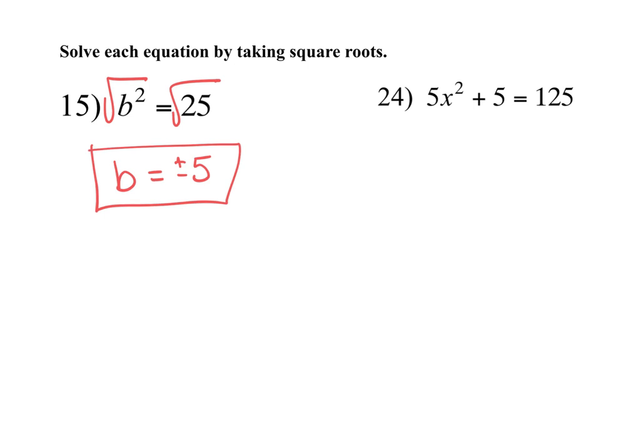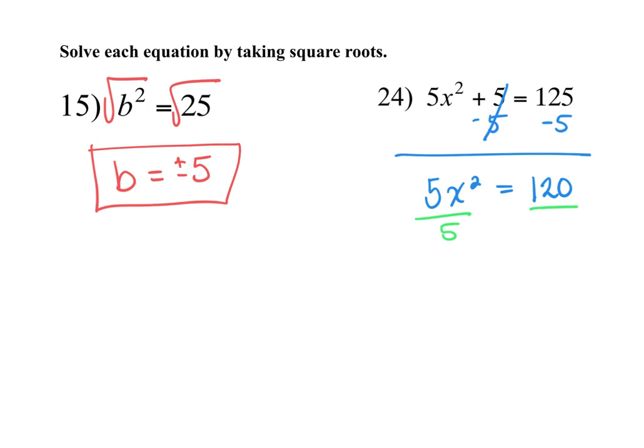So that's one type. It's already by itself. The other one, it looks like number 24, is not by itself. So before you do anything with taking the root, you need to get the square by itself. Subtract your 5 over. So you have 5x squared. This guy canceled. This is 120. You still do not have the square by itself. And 5 doesn't have a perfect root. So divide both sides by 5.